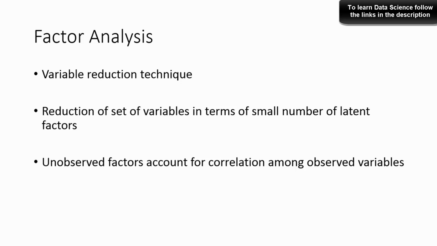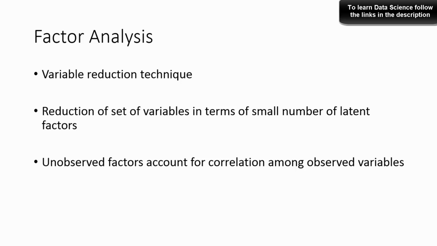So naturally these variables will be related. We can say that there is a redundancy in the data set. Most of the time you will find that the variables you are given are redundant in nature. To get rid of this redundancy, we use factor analysis. So how do we get rid of the redundancy? Factor analysis reduces a set of highly correlated variables into a small number of latent factors.